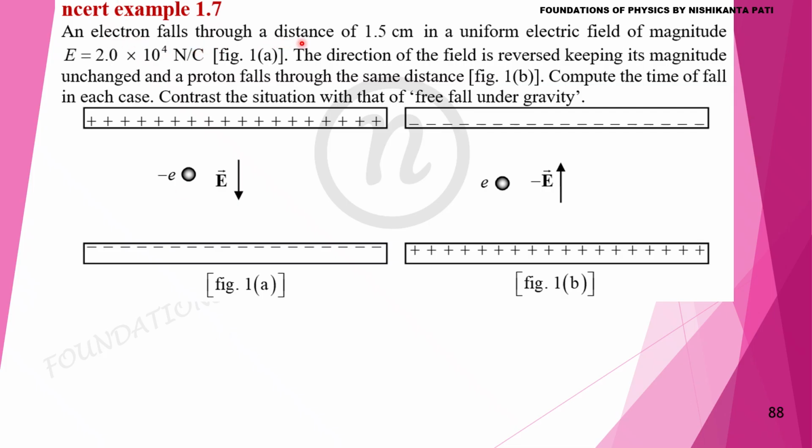An electron falls through a distance of 1.5 centimeter in a uniform electric field of magnitude. The direction of field is reversed, keeping its magnitude unchanged, and a proton falls through the same distance. Compute the time of fall in each case. Contrast the situation with that of free fall under gravity.